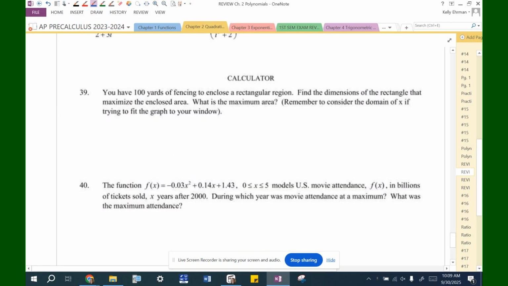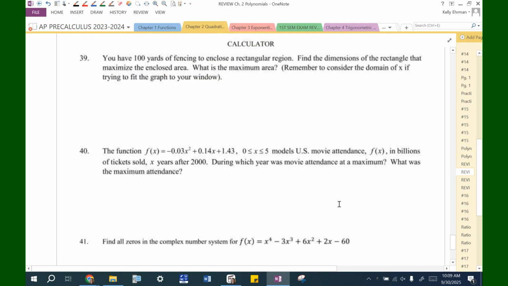All right, we are on the calculator part of the review. It's pretty short. There's not a lot of calculator part on this test. So this goes back to, remember, we had a quadratics quiz in this chapter.